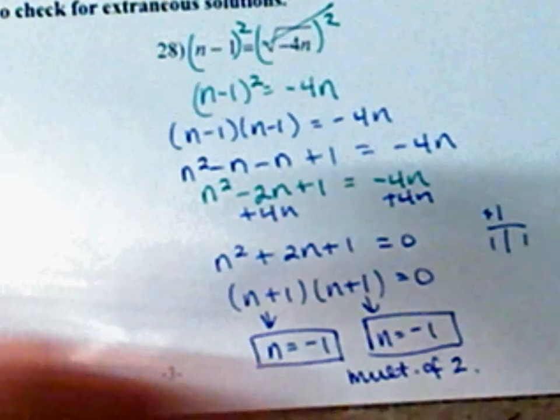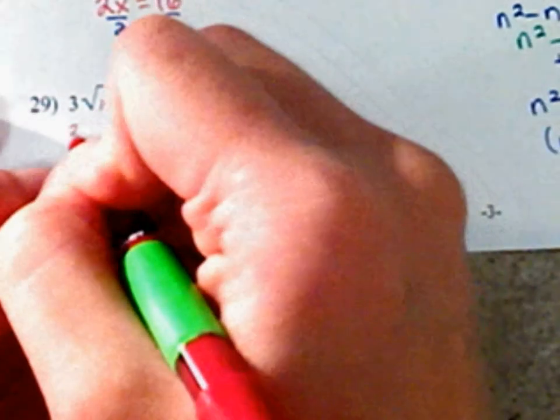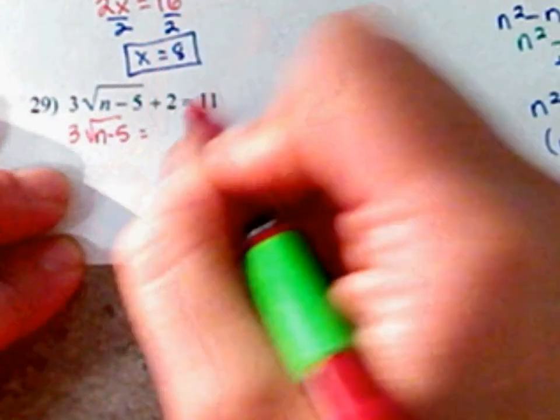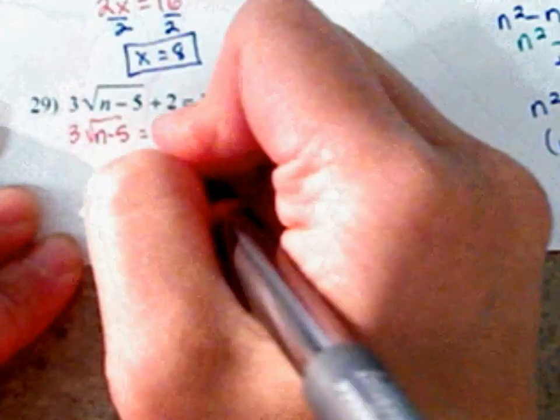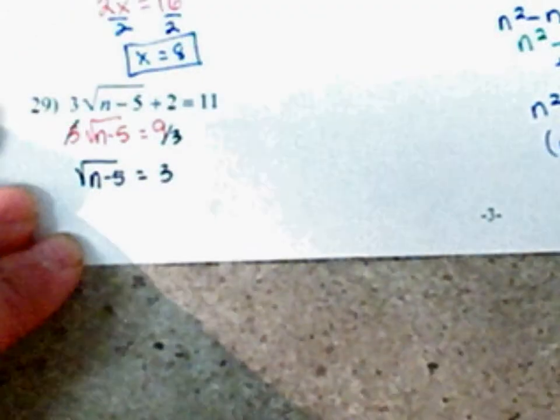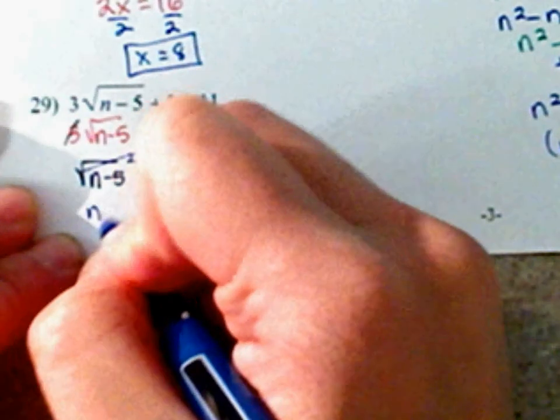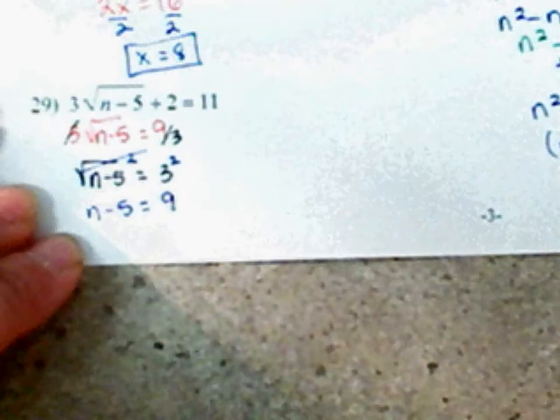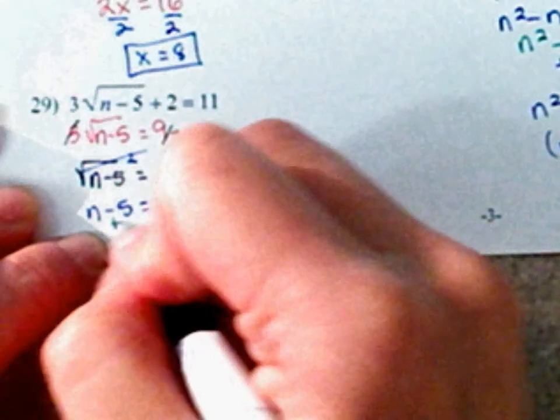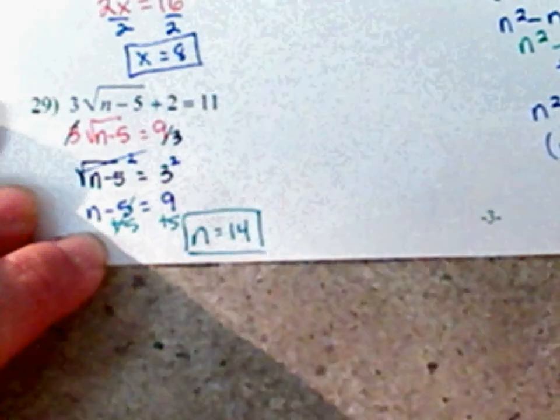29. Alrighty. Hopefully I have some room. Add 2. So you got 3 square root of n minus 5. Sorry, minus 2. That leaves you 9. Okay. Divide by 3. So you have square root of n minus 5 equals 3. You square it. So you got n minus 5 equals 9. Add 5. So n is equal to 14. There's number 29. Good luck on your test.